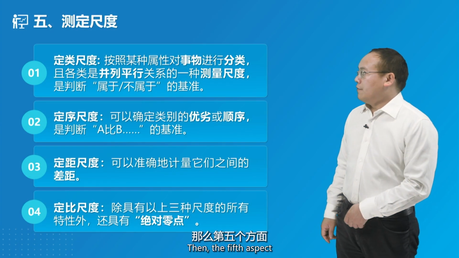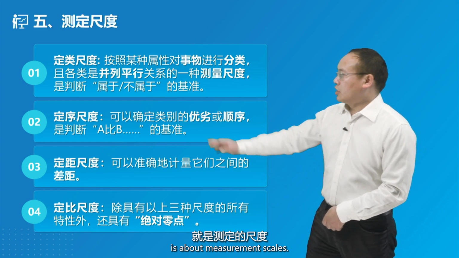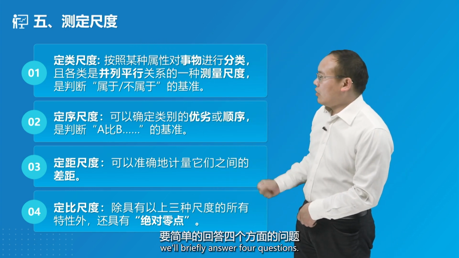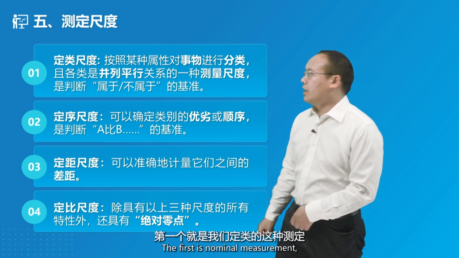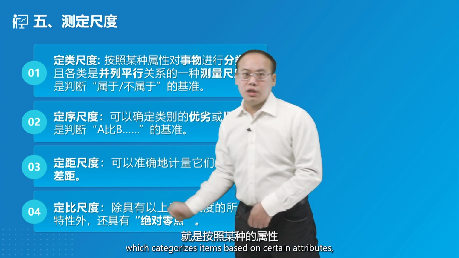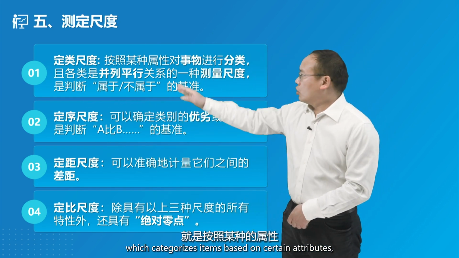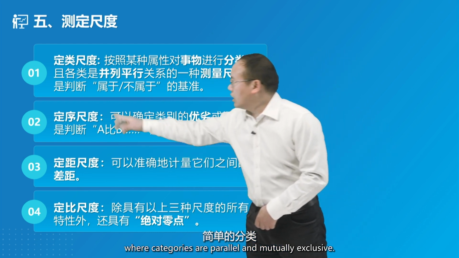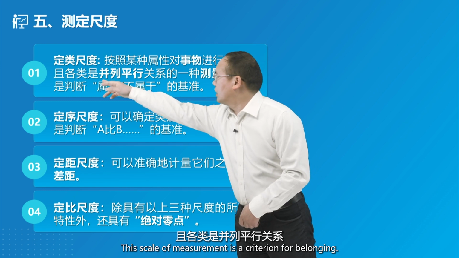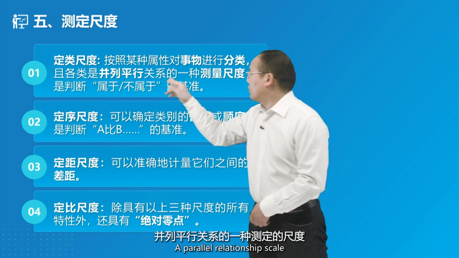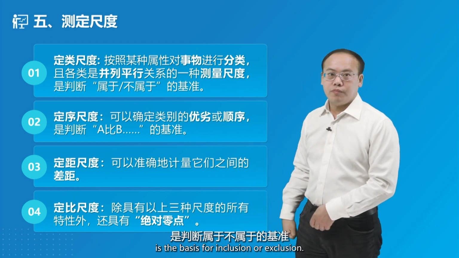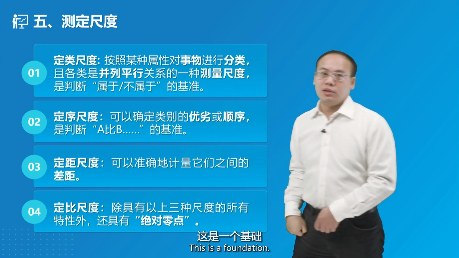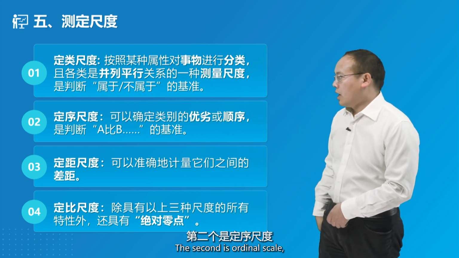Then, the 5th aspect is about measurement scales. Here, we'll briefly answer 4 questions. The first is nominal measurement, which categorizes items based on certain attributes, a simple classification, where categories are parallel and mutually exclusive. This scale of measurement is a criterion for belonging. A parallel relationship scale is the basis for inclusion or exclusion. This is a foundation.